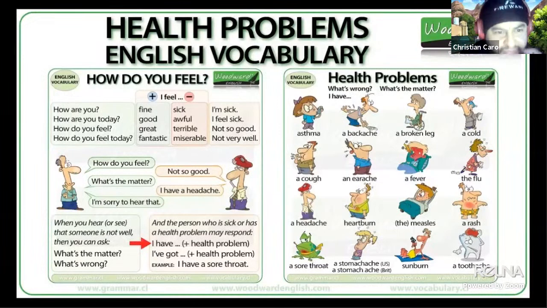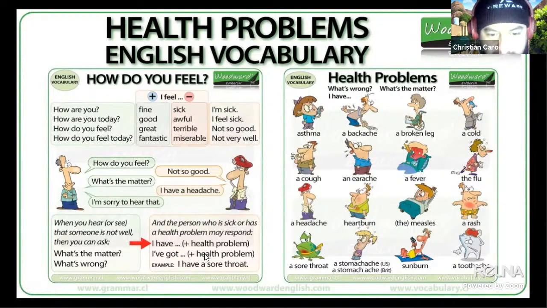How do you feel? How are you? How do you feel today? No recuerdo si con esta sección o la otra hicimos una especie de actividad con diálogos, ¿cierto? Hicimos breakout rooms con Zoom para poder utilizar el vocabulario, ¿cierto? How do you feel? What's the matter? I'm sorry to hear that. Y todo ese tipo de comentarios, simulando una conversation.